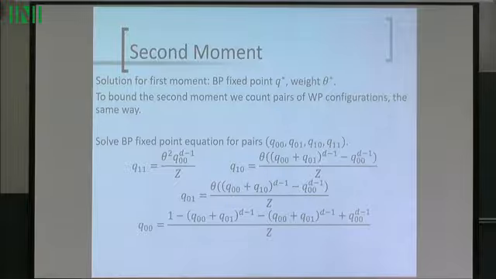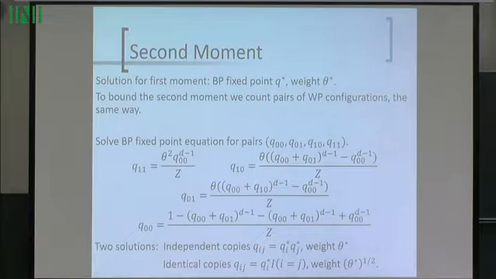And essentially you can write down the set of equations, work out the fixed points of that, and at least when d is large, you only get two. One corresponds to just the two copies being completely independent, and the corresponding weight is the original weight. The other corresponds to having two sets of messages that are completely identical with each other. And for that you need to weight them with the square root of the weight from the first moment, just because you get that weight for each copy.